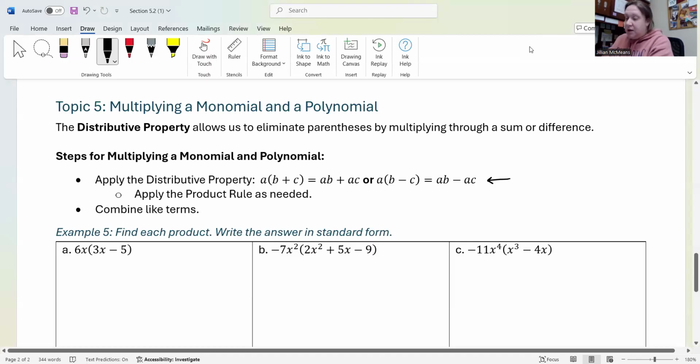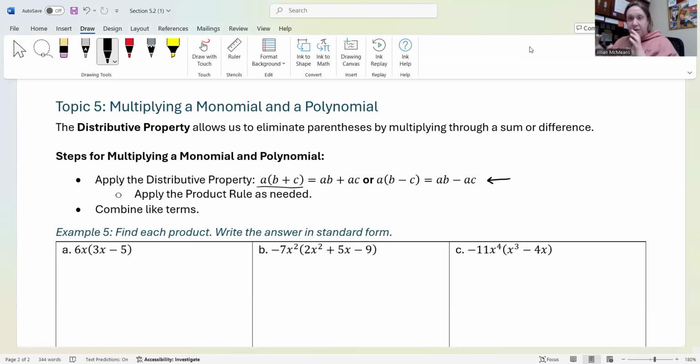So we start right here. We have a times (b plus c) in parentheses. You just want to multiply the a by everything inside parentheses. So that would simplify to be a times b and then plus a times c. You could also do this with subtraction. The signs don't matter. It's the same process. So if I had a times (b minus c), that would just equal a times b minus a times c. Okay.